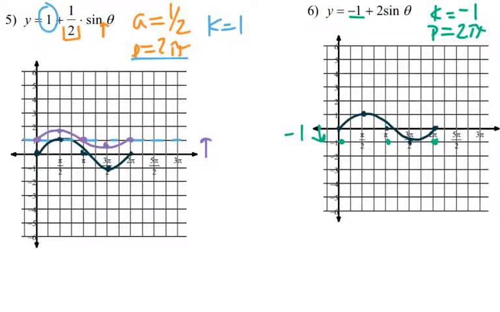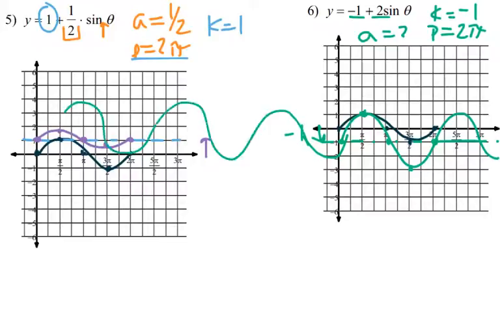Then my amplitude. My amplitude is 2. So my pi halves from that new midline I have right here, it's going up 2. So it's actually in the same place, and it's going down 2. So it would look like this. That's my new graph. And it would just keep repeating that same way. Okay, that's how they work. Either way, they just keep repeating, over and over.